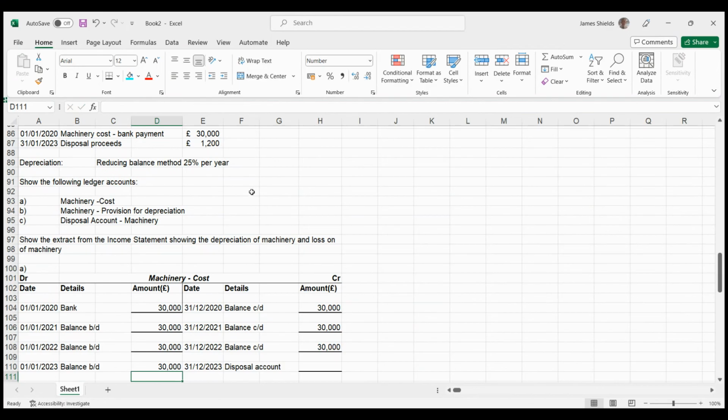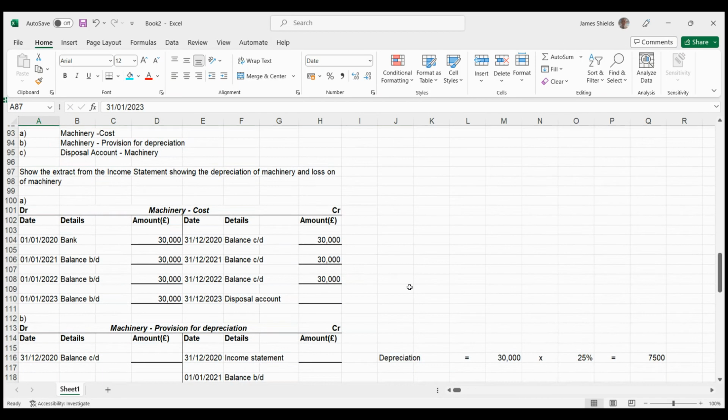And then we're told it was disposed of on the 31st of January 2023. So that balance of £30,000 now is going to go to our disposal account. So again, let me just highlight that one in yellow so you can follow it later on.